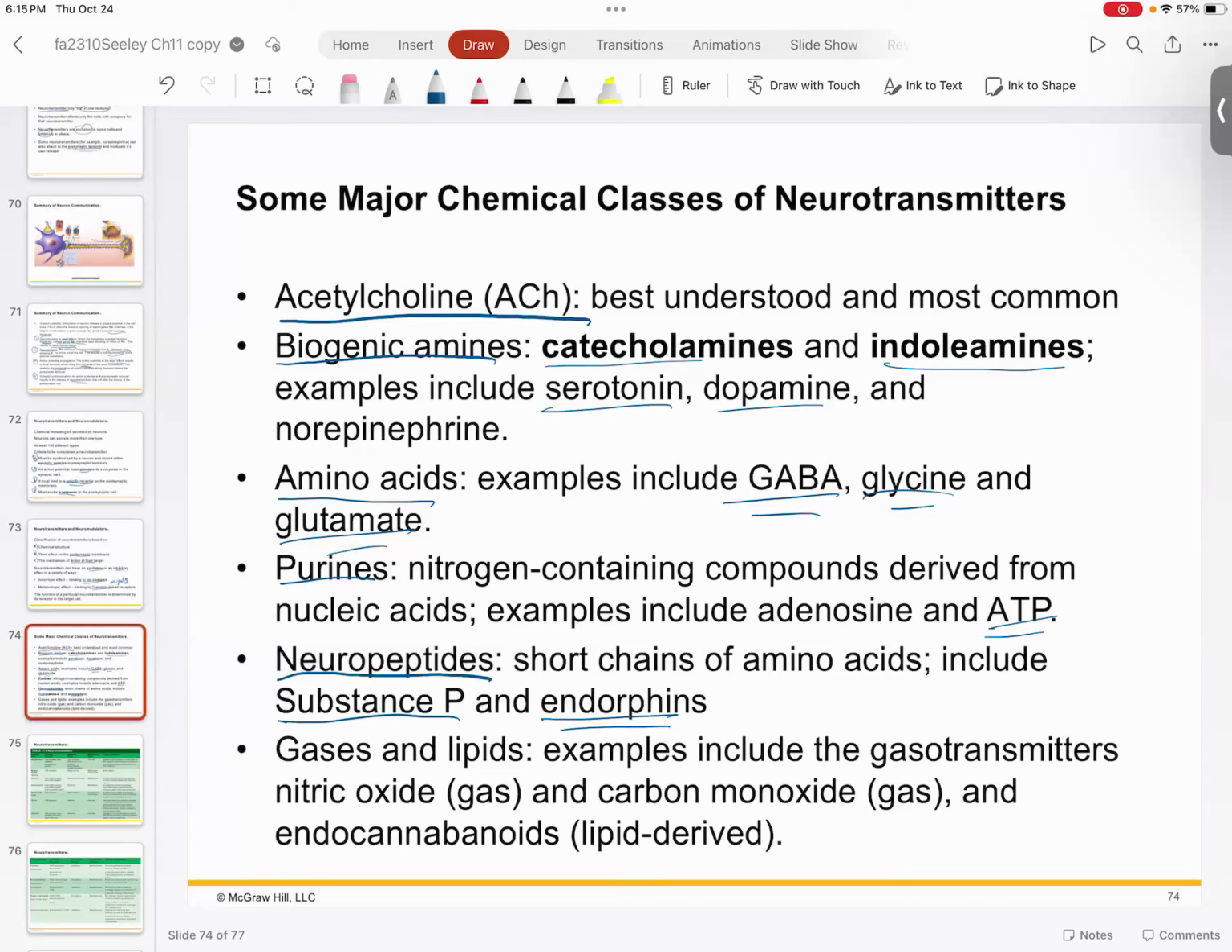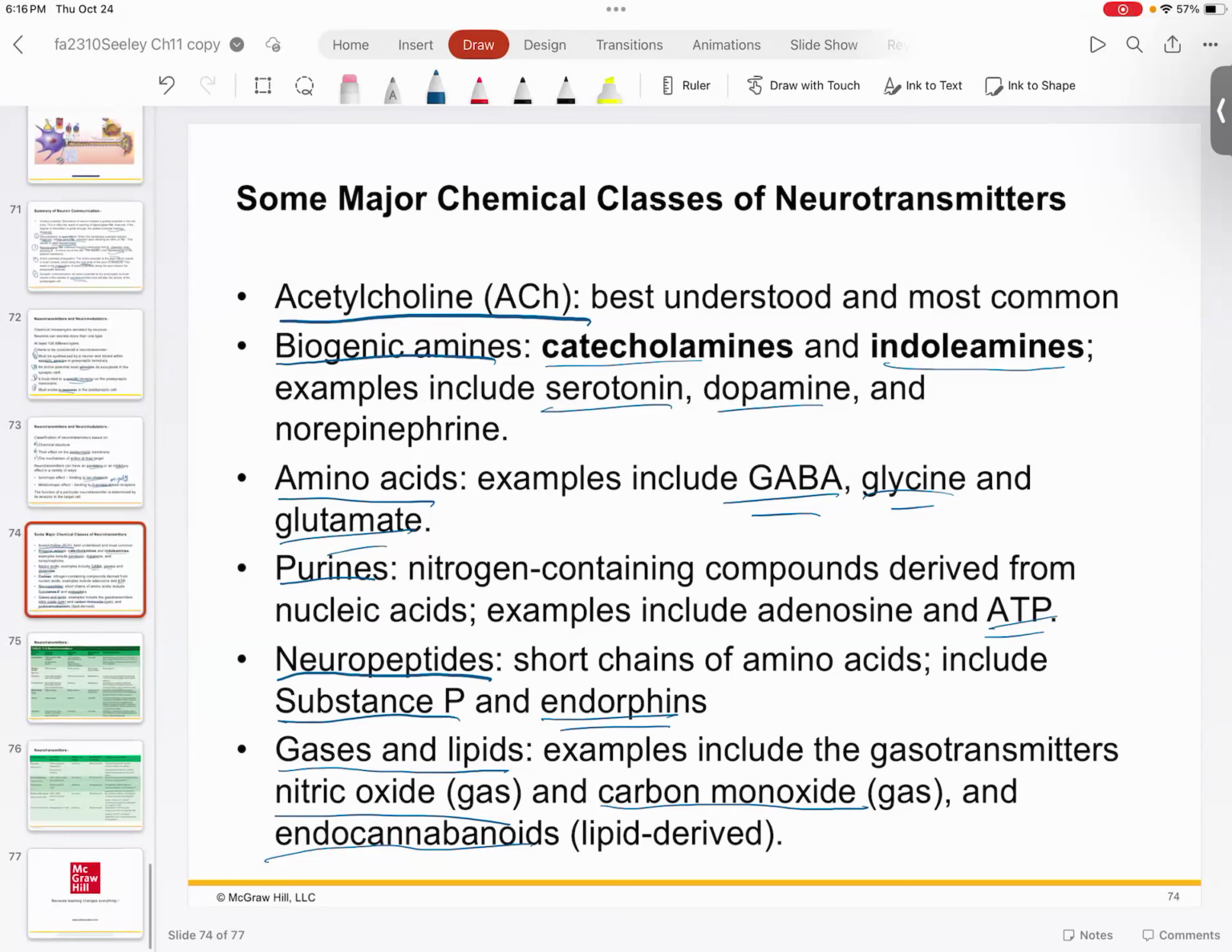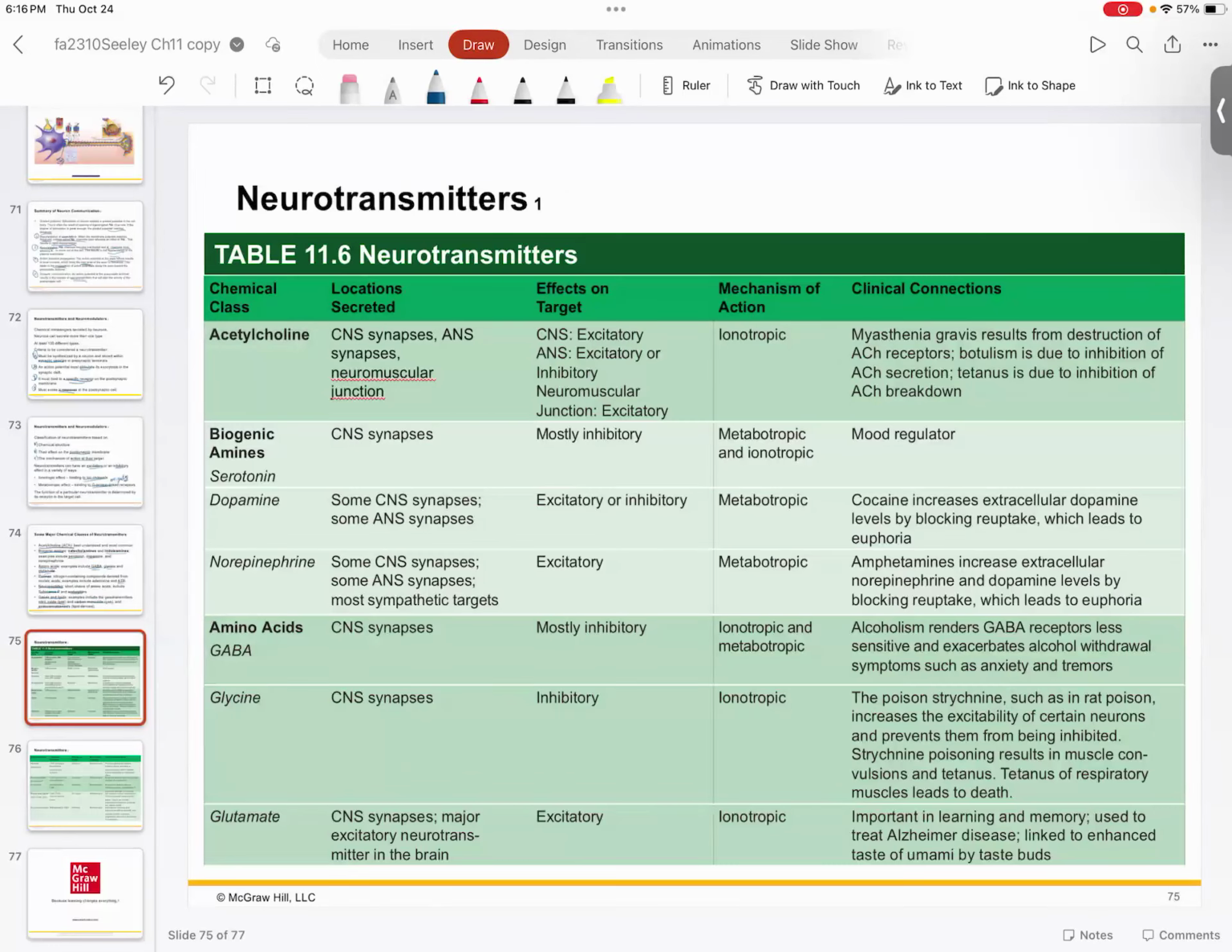Also, some gases and lipids can be neurotransmitters. For instance, nitric oxide, NO, is a type of neurotransmitter. Carbon monoxide can be a neurotransmitter. Endocannabinoids, which are lipids, can also be types of neurotransmitters. So there's a lot of different types of neurotransmitters.